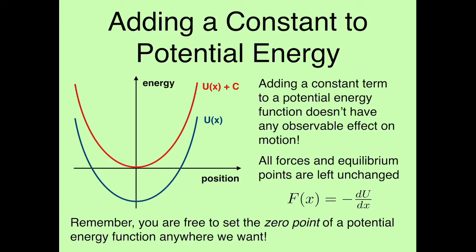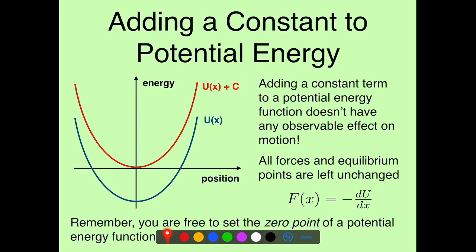So let's try to see why that is using a potential energy diagram where we have, again, energy on this axis and then position on this axis. And let's start with this curve right here. This blue curve is what I'll call U of x.